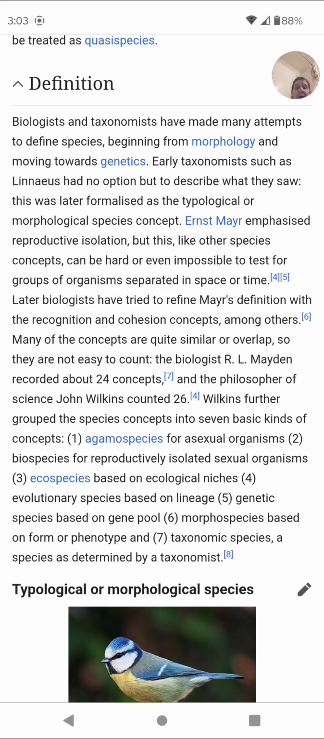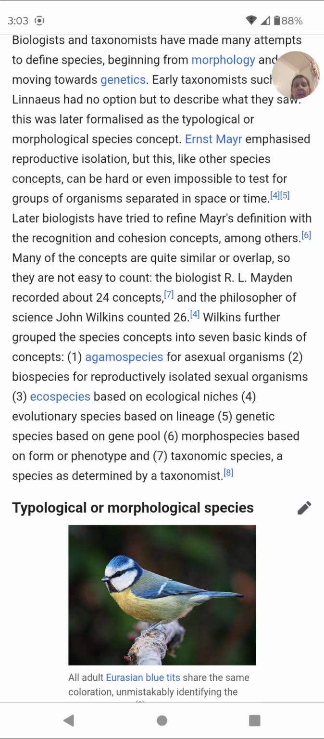1. Agamospecies for asexual organisms. 2. Biospecies for reproductively isolated sexual organisms. 3. Ecospecies based on ecological niches. 4. Evolutionary species based on lineage. 5. Genetic species based on gene pool. 6. Morphospecies based on form or phenotype. And 7. Taxonomic species, a species as determined by a taxonomist.